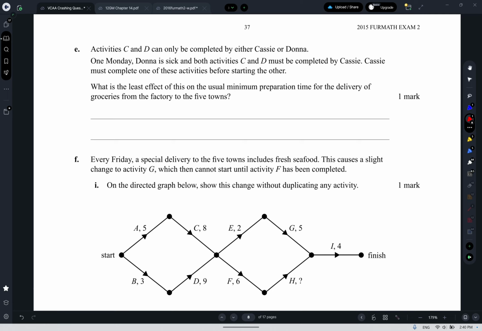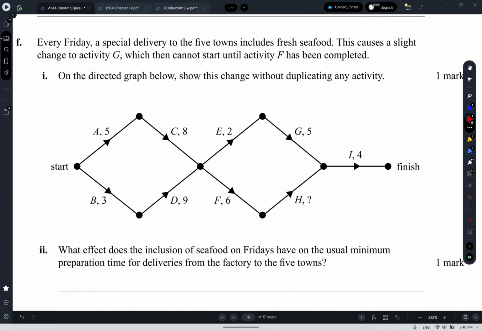Activity C and D can only be completed by either Cassie or Donna. On Monday, Donna is sick, and both activities C and D must be completed by Cassie. Cassie must complete one of these activities before starting the other. Yep, makes sense. What is the least effect of this on the usual minimum completion time? Okay, so activities C and D must be completed by the same person, and one must be completed after the other one's finished. All right.